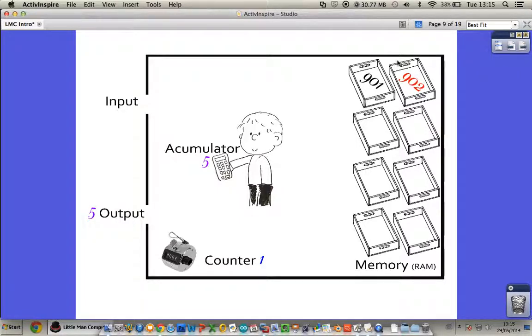Now remember, this is basket 1 because it goes 0, 1, 2, 3, 4, 5, 6, 7. In computers, everything starts at 0. It doesn't start at 1. So we're on counter 1. We're on this basket. So it's 902.